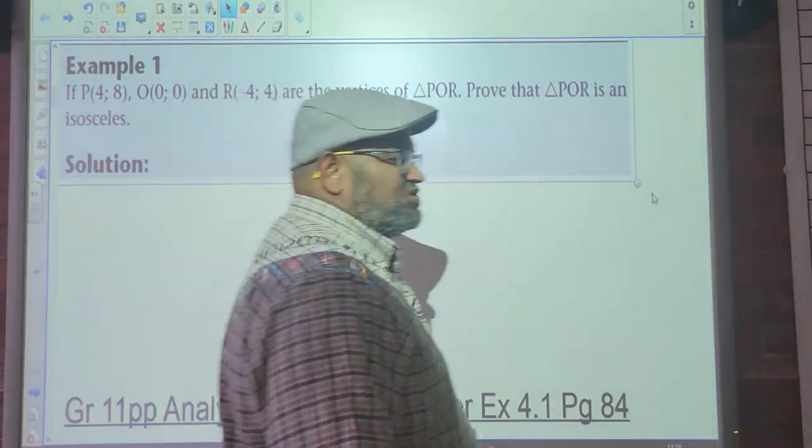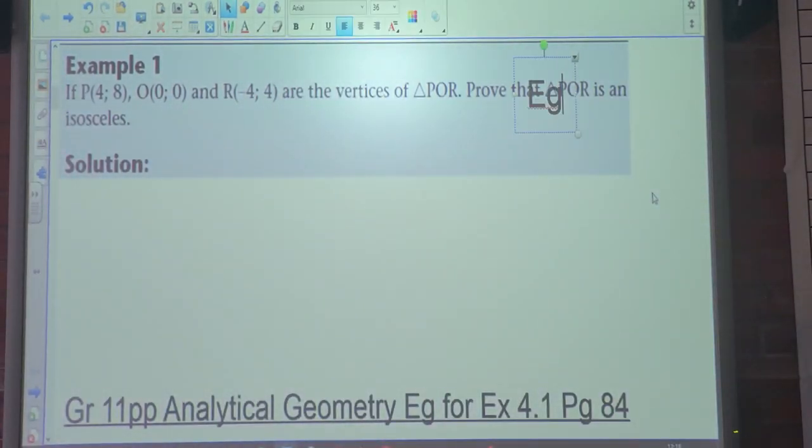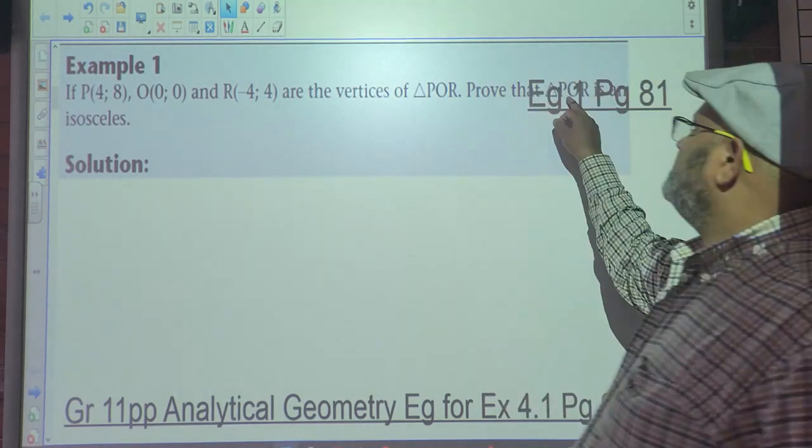Looking at example 1. Example 1 is on page 81. Okay.